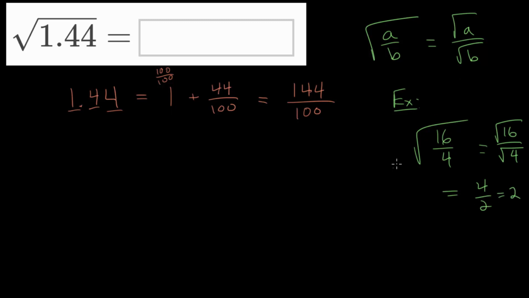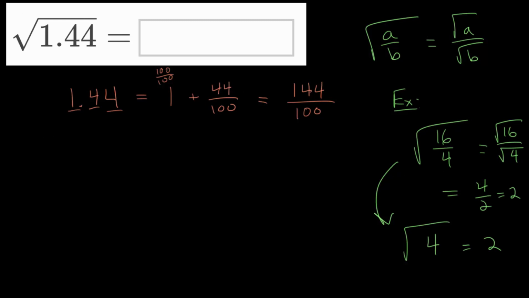But if we did it by doing the arithmetic on the inside first, we would get the same answer, since 16 over 4 is just 4, and the square root of 4 is 2. So this is just a way to show you that this rule is valid. It does make sense, and it does work when applied to real numbers.